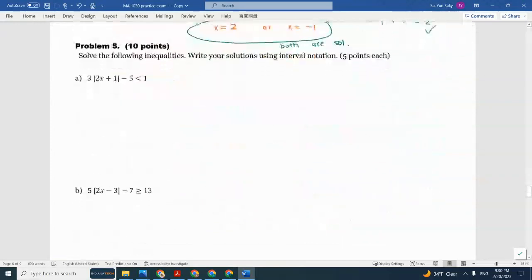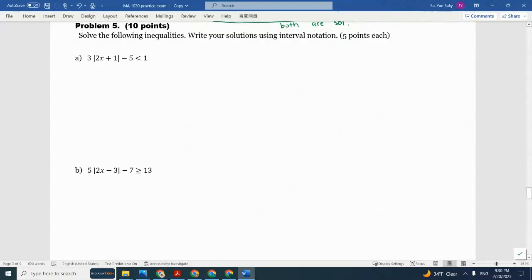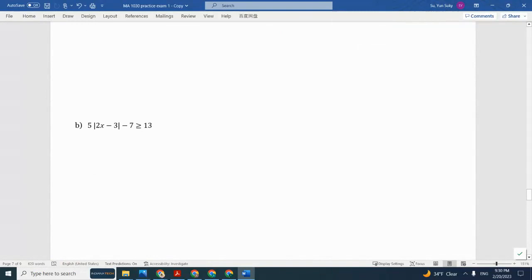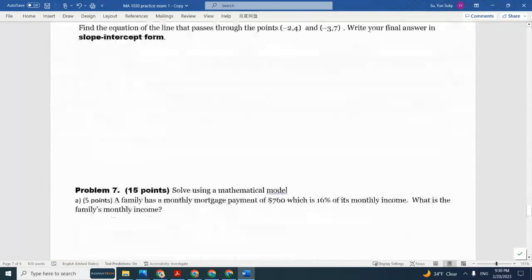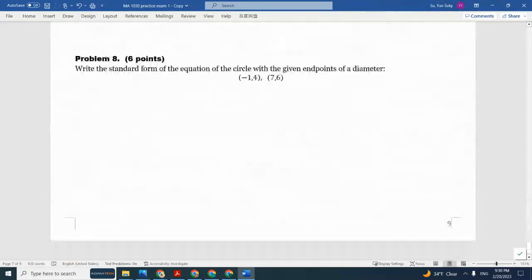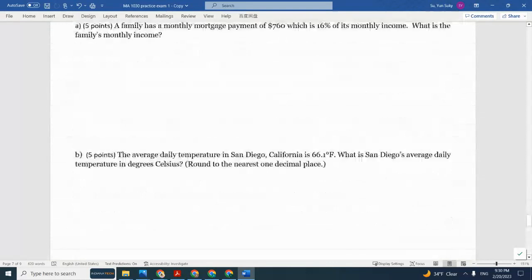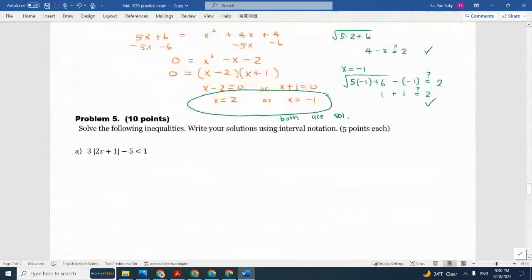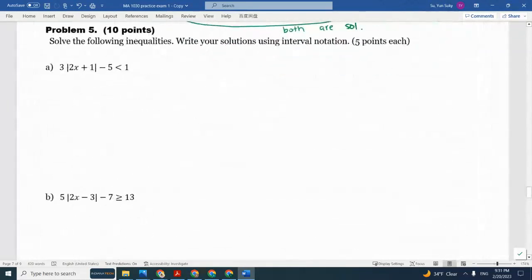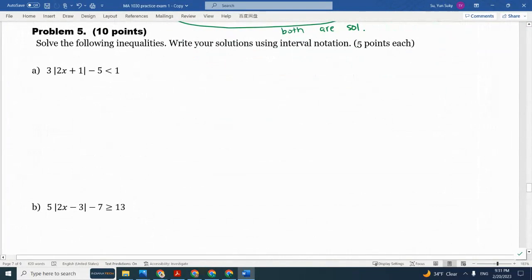Okay, good. Number 5, inequalities. Wow, let me see. 9:30. How about, do we have time to go over all of them? Maybe, yeah, maybe we can do it. Okay, all right, let's see.